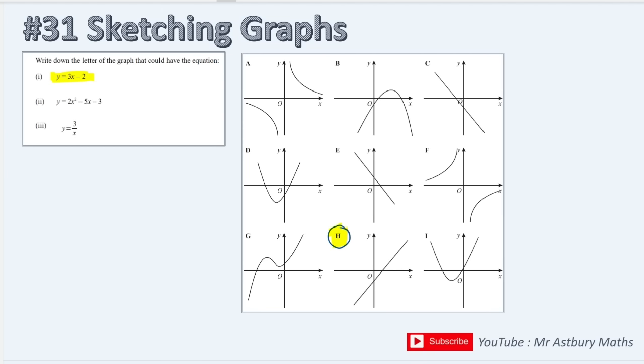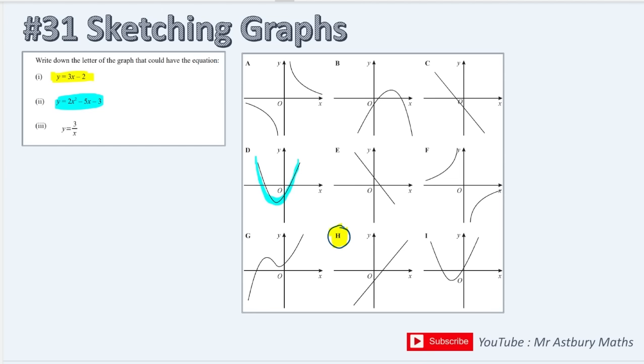Next, we've got a quadratic, which is going to give me a U shape. And we've got a couple of U shapes here for us to pick from. And because it's a positive x squared, it's going to have a U shape. So like this one, or like this one. It's actually a tricky question to decide which one is which. It's actually going to be this one here, because it has a negative root and a positive root.